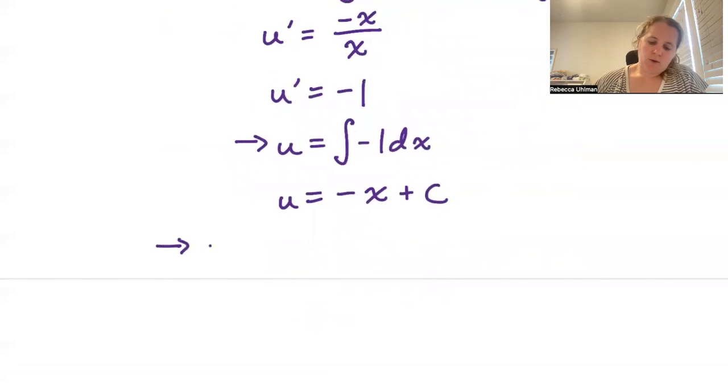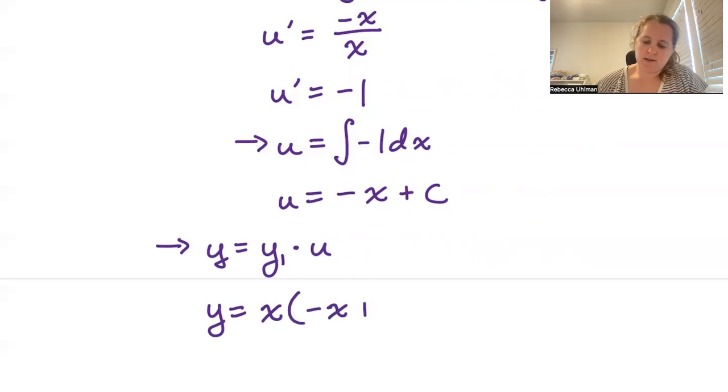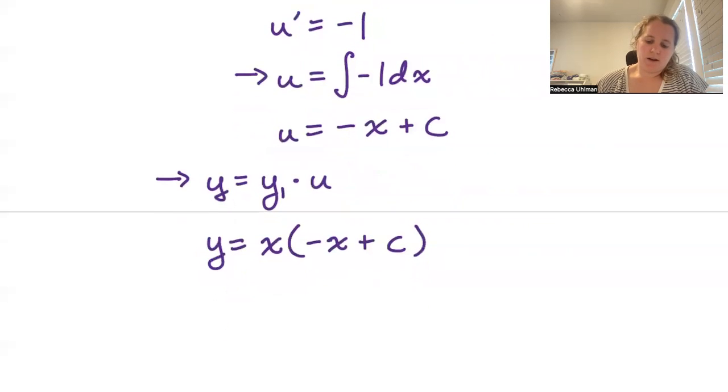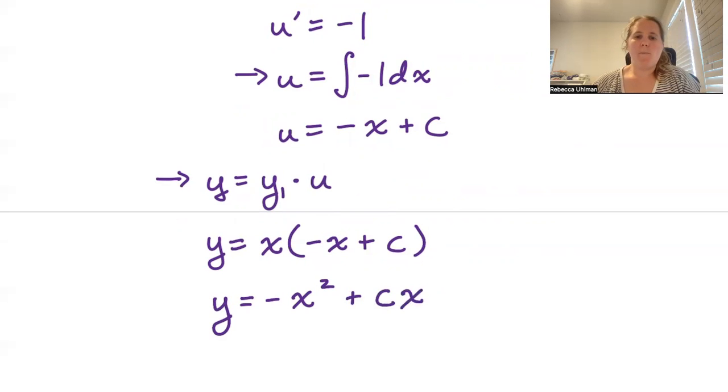Then what we get is our y is y1 times u. Y1 was x, so y is x times negative x plus c. And we get y is negative x squared plus c times x. So presumably for any curve in this family, every tangent line has y-intercept at x naught squared.